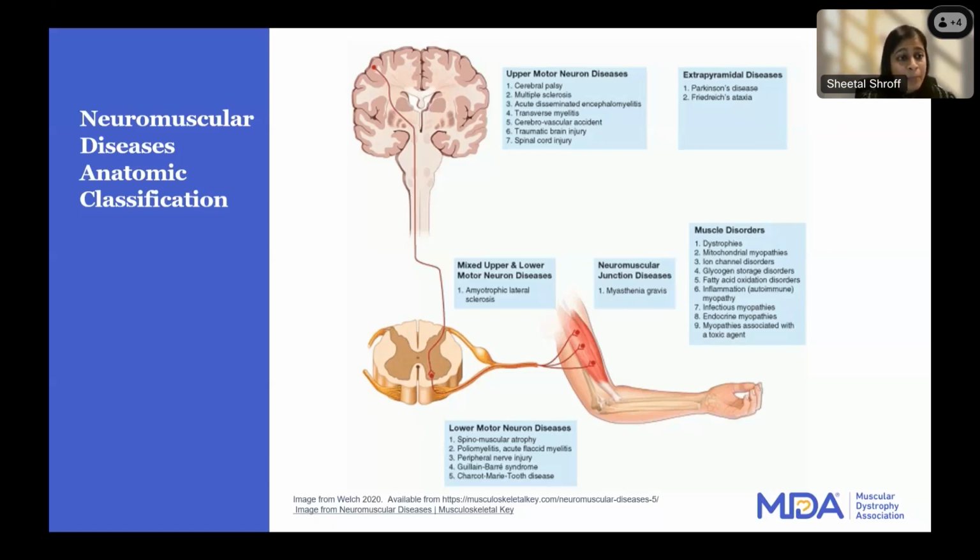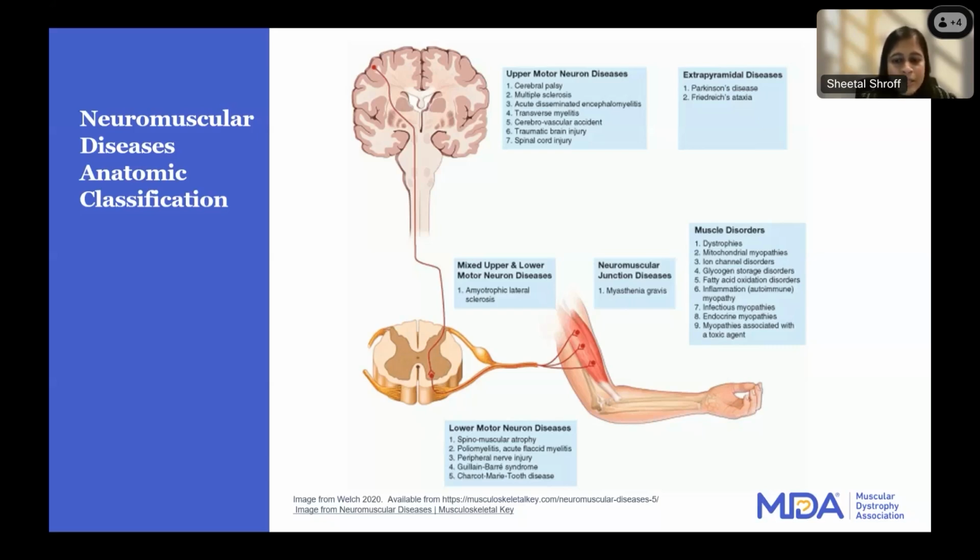Now, when we see a combination, that is, the upper motor neuron and lower motor neuron both of them are affected in the condition, that's when we see the condition called ALS or amyotrophic lateral sclerosis, also called Lou Gehrig's disease. So these are all the variety of conditions, neuromuscular diseases, classified based on the anatomical location where the nerves or the muscles or motor neurons are affected.